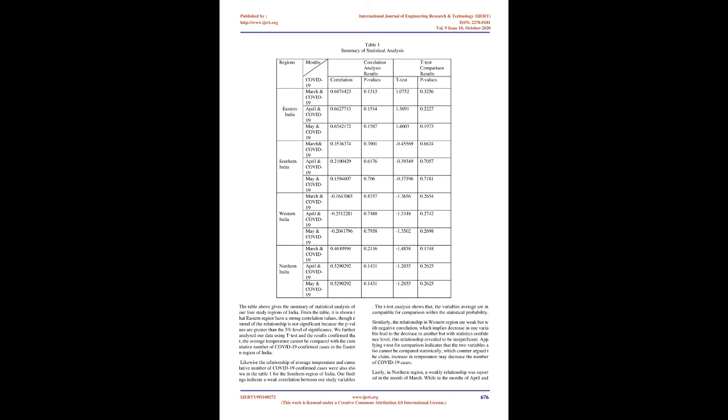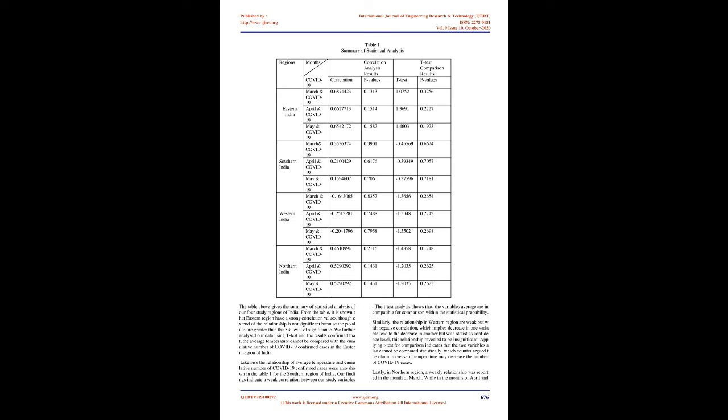The table above gives the summary of statistical analysis of our 4 study regions of India. From the table, it is shown that the eastern region has strong correlation values, though the extent of the relationship is not significant because the p-values are greater than the 5% level of significance. We further analyzed our data using a t-test and the results confirmed that the average temperature cannot be compared with the cumulative number of COVID-19 confirmed cases in the eastern region of India.